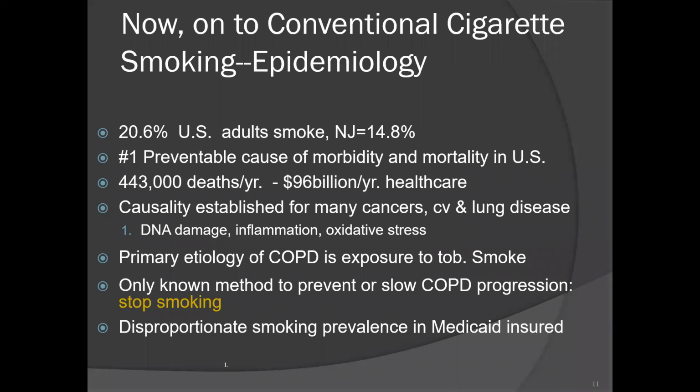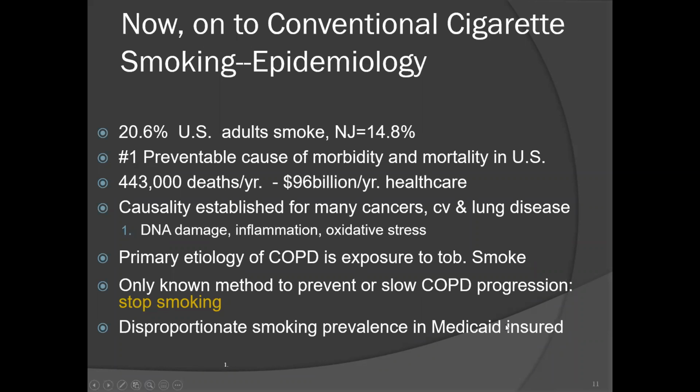We know about lung cancer, but also even things like bladder cancer, where you think, someone's smoking cigarettes repeatedly, the constituents get in their saliva, they swallow saliva, it goes through their digestive system and ends up in their bladder. So things like intestinal, colon, and bladder cancers, there was an association there as well, in addition to lung cancer. Primary etiology of COPD is exposure to tobacco smoke. Only known method to prevent or slow the progression of COPD is to stop smoking.